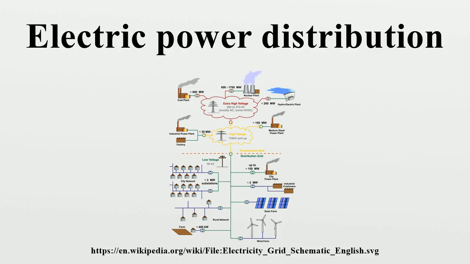The Americas. Many countries in North, Central and South America use 60 Hz AC. The 120/240 volt split-phase system is used domestically and three-phase is used for larger installations.